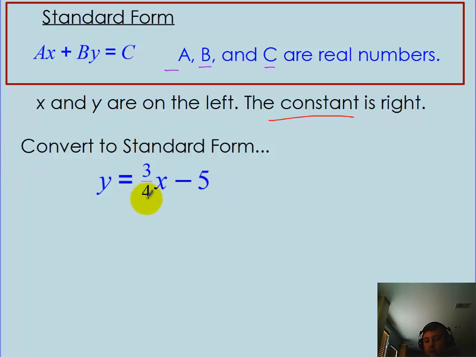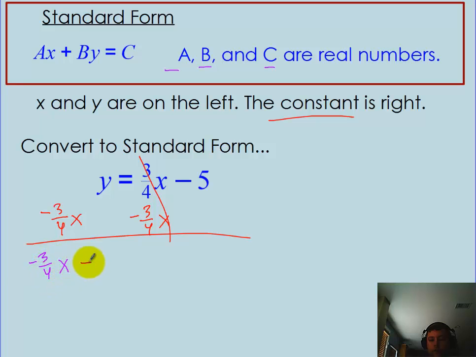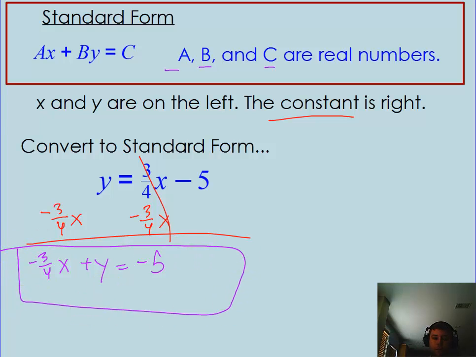So if I want to convert this equation right here, this x has to go to the left side. To remove that x, and it's a positive 3/4 x, I subtract 3/4 x from both sides. These will cancel out. And what I'm left with is negative 3/4 x plus y equals the constant term, negative 5. So this is my same equation in standard form.